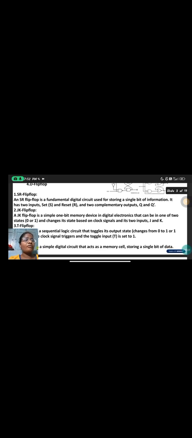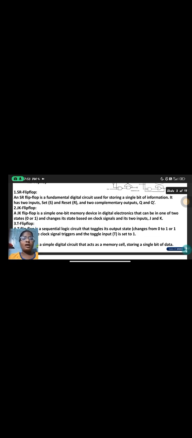First one is SR flip-flop. An SR flip-flop is a fundamental digital circuit used for storing a single bit of information. It has two inputs, set and reset. SR means set, reset, and two complementary outputs, Q and Q bar. See this SR flip-flop diagram, with the two inputs S and R.